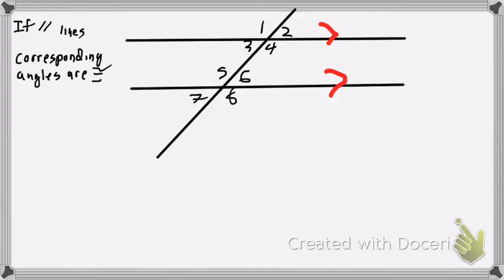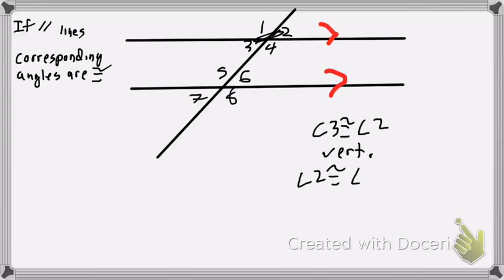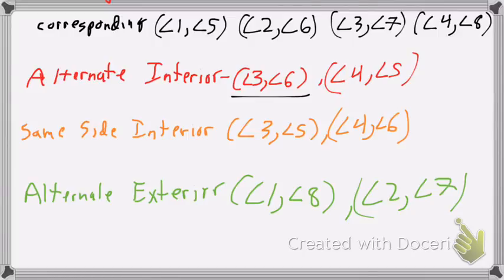Now let's look at 3. What else do we know about 3? Well, check out 2. Angle 3 is congruent to angle 2 because they're vertical angles. Angle 2 is congruent to angle 6 because they're parallel lines and corresponding angles are congruent. So finally, if 3 is congruent to 2 and 2 is congruent to 6, good old transitive property says that angle 3 is congruent to angle 6. That would be true for 3 and 6 and 4 and 5. Those are alternate interior and therefore congruent.